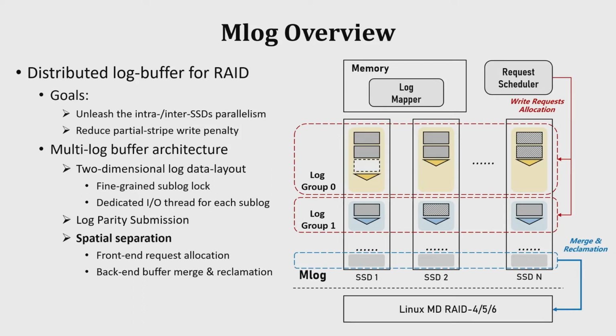Moreover, Mlog still faces new challenges in effectively managing multiple log groups and scheduling logging requests. To this end, Mlog proposes a spatial separation approach that schedules part of the log groups to serve front-end requests while dynamically reclaiming other groups in the background. The log groups have three runtime states: active, flushing, and idle. An active log group is set to serve buffer requests. When full, it switches to the flushing state to execute a reclamation in the background, and will go into the idle state after reclamation.